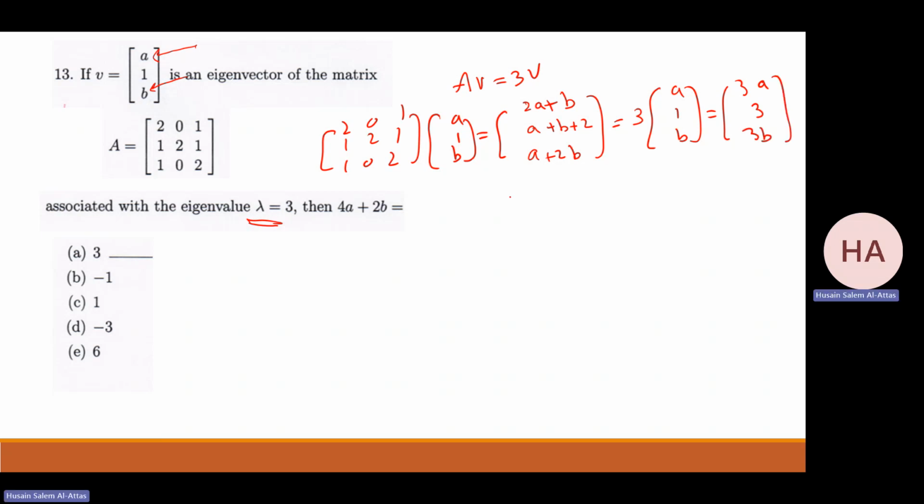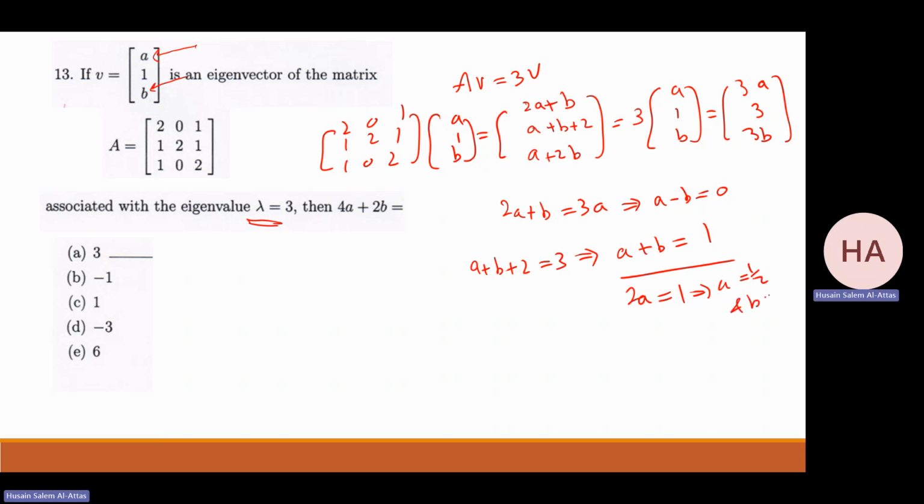So I have 3 equations, 2 unknowns. We can solve it. 2A plus B equals 3A. So that means A minus B equals 0. Okay. I have A plus B plus 2 equals 3. So that means A plus B equal 1. I can solve this. So I have 2A equal 1. So A equal half and B equal half. I check the last one. A plus 2B equals 3B. Is that correct? Yeah, because I'm getting A minus B equals 0, which is correct. So A equal half, B equal half. I have 1 times half plus 2 times half. That will be 2 plus 1, which is 3. So this is my answer.